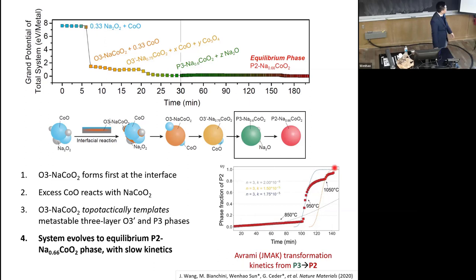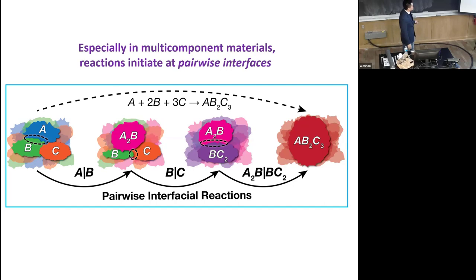If we think about a three-component system, then it gets even more complicated, but in a very interesting way. So like I said, you're not gonna get all three phases to react at some point. You're gonna get pairwise interactions at interfaces. So maybe the AB reaction happens first, and then BC, and then maybe these two form, and then maybe you get your final compound. So you get a sequence of reactions.